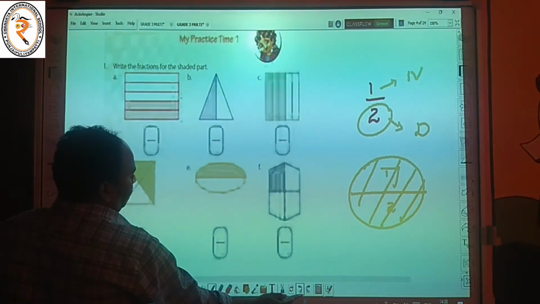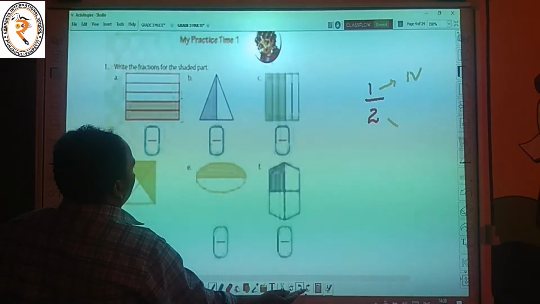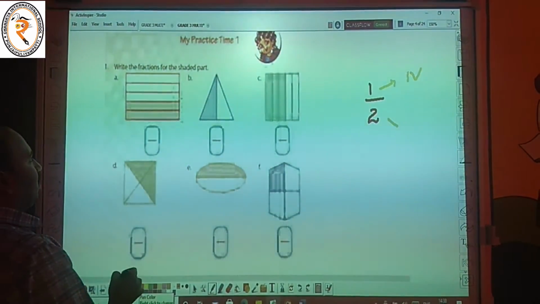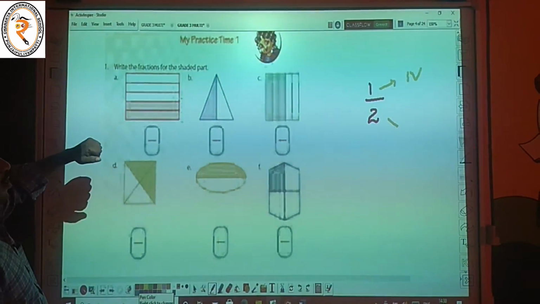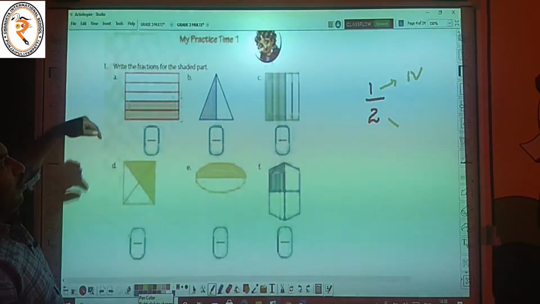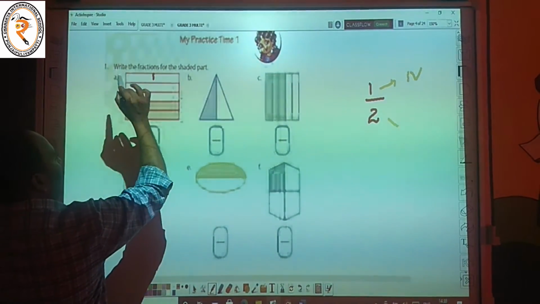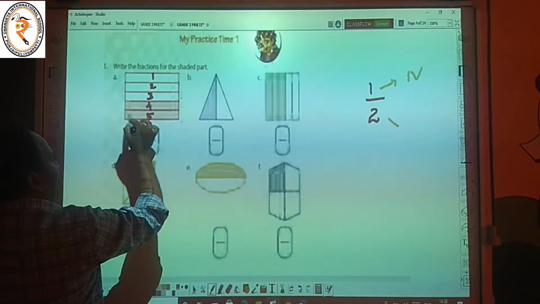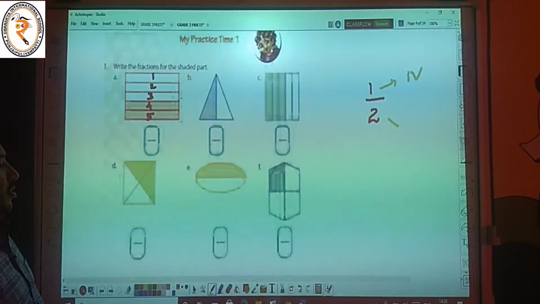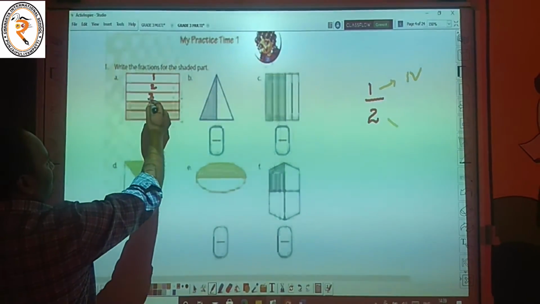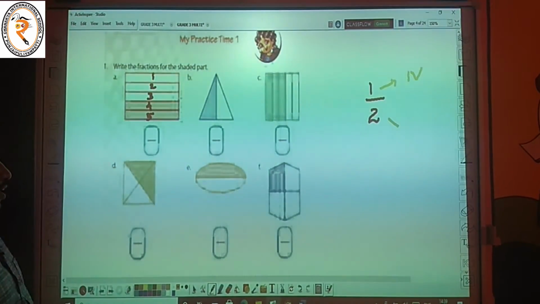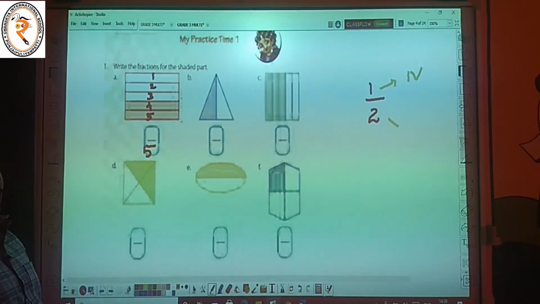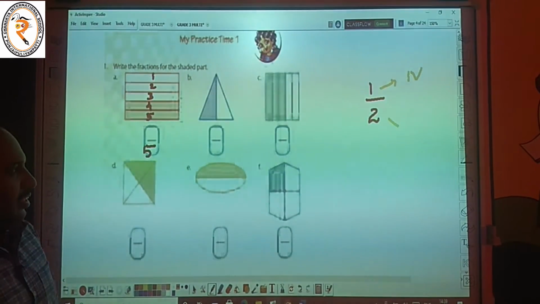Here our question is: write the fraction of the shaded part. Here our shaded part is 1 and 2. The overall portion is 1, 2, 3, 4, 5, so we have 5 parts. The number 5 is written in the denominator.